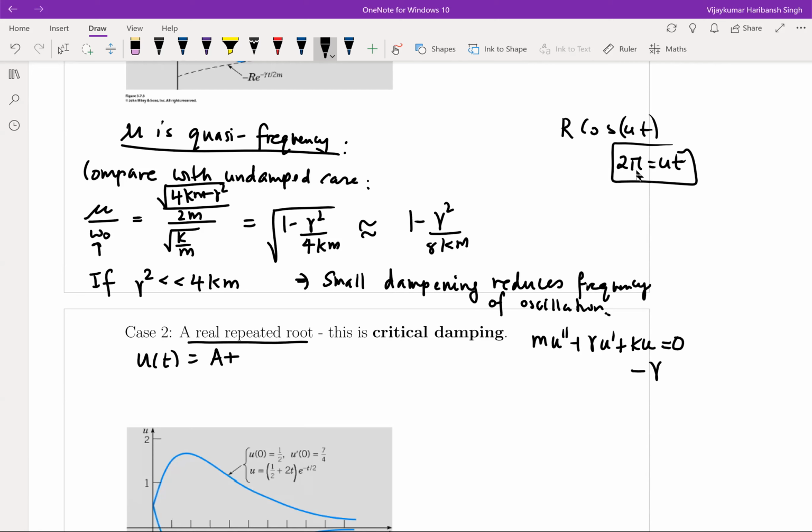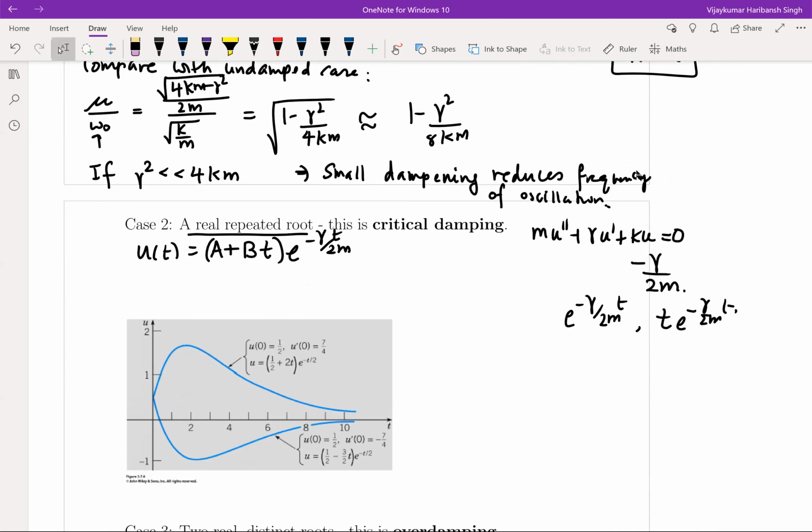Minus gamma divided by 2m. And if you recall, then we have to multiply. So one solution is going to be e to the power minus gamma by 2m t, and the other solution is going to be t times e to the power minus gamma by 2m t. So if I combine and write them together, I will have (a plus b t) e to the power minus gamma by 2m multiplied by t, for some constants a and b, which are to be determined by the initial condition.